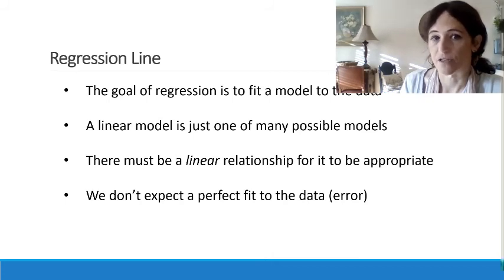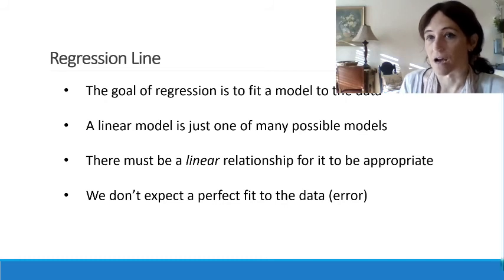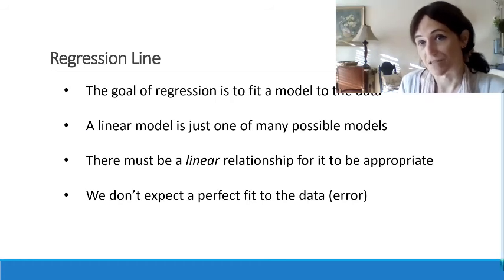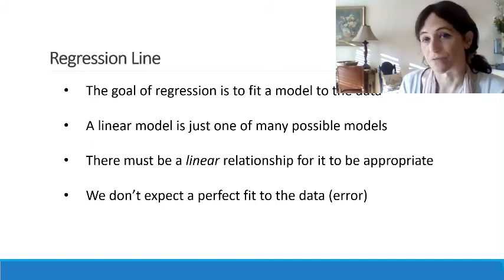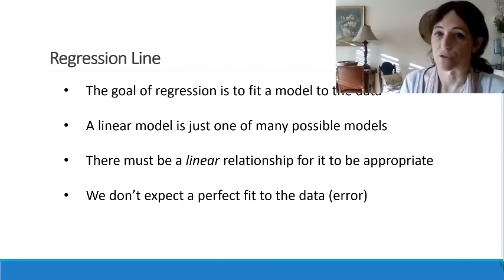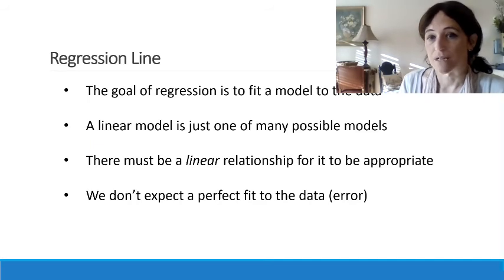Keep in mind that a linear model is just one of many possible models. If our data does not conform to the assumptions of a linear model, one of which is that there's a linear relationship, then it doesn't make sense to use a linear model. So that's why the scatter plot is going to be important. If it doesn't look like there's a linear relationship, we may want to choose another fitting model, which goes beyond this course. So there must be a linear relationship for it to be appropriate to do linear regression.